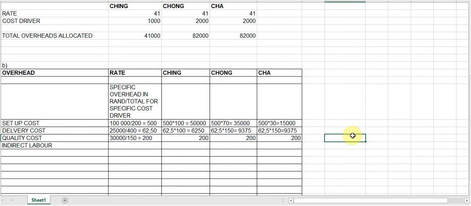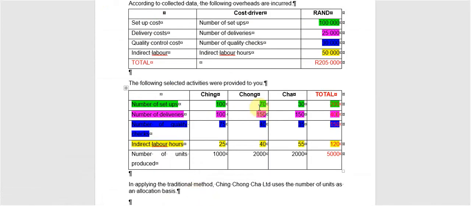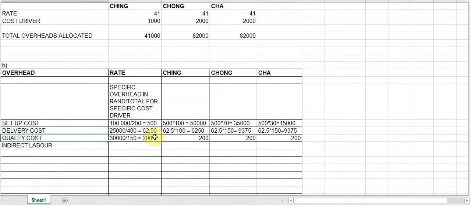Now I need to go and find the cost driver for multiplication in terms of delivery cost for each of the products. If I go to delivery cost in terms of the cost driver, I see that there is 75, 40, and 35 for the products respectively. Going back, I need to multiply. So I say 200 times 75, 200 times 40 and 200 times 35. If I type that into my calculator, I get 15,000 in the first instance. In the second instance, for product Chong, I get to an answer of 8,000. And for Cha, I get to an answer of 7,000.